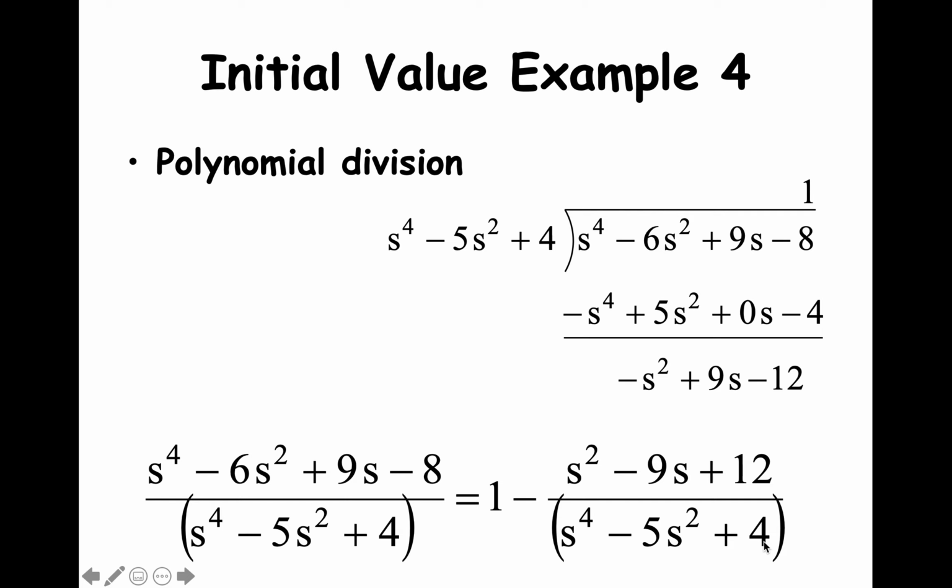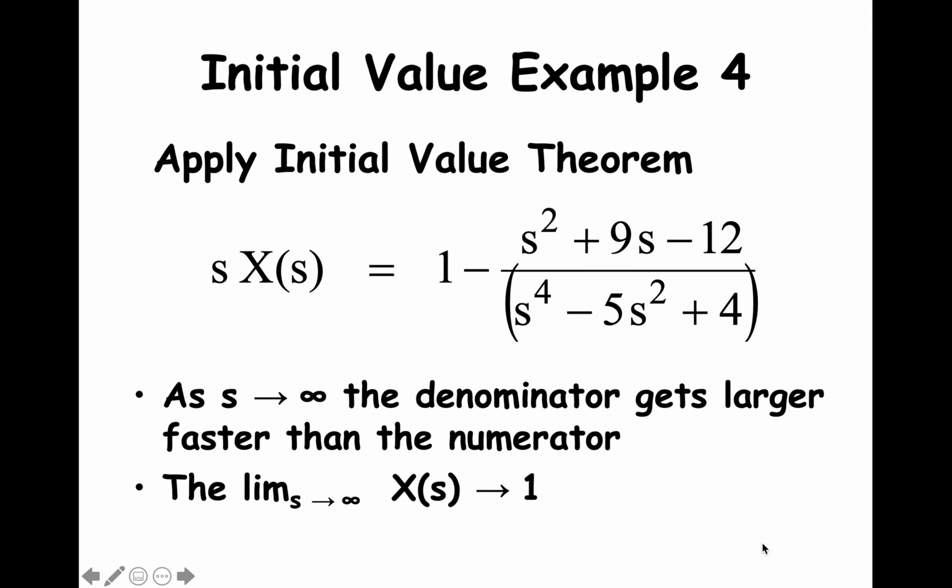So the expression can be written as 1 minus s squared minus 9s plus 12 over s to the 4th minus 5 times s squared plus 4. To apply the initial value theorem, we need to see what the function does as s approaches infinity. In this case, the denominator gets larger faster than the numerator because the denominator has s to the 4th power while the numerator has an s squared term. This means that as s approaches infinity, the limit approaches 1. The initial value of x just after t equals 0 is 1.